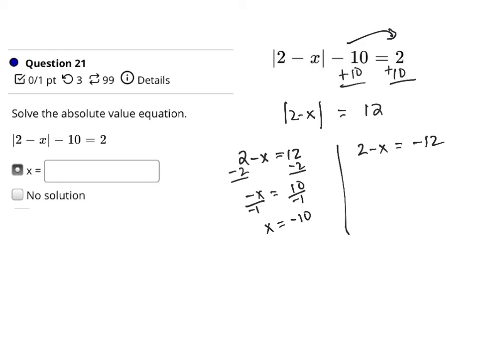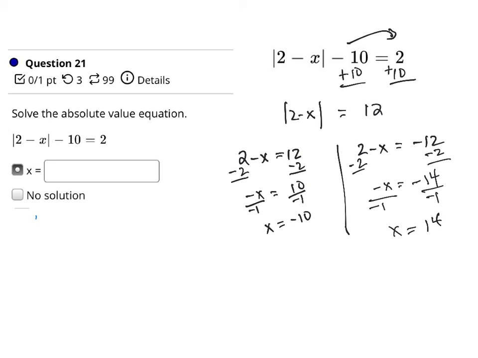Over here, we're going to subtract 2 from both sides. So we have -x equals -12 minus 2. Signs are alike, we add, that gives us a -14. Divide both sides by -1. So x equals 14. So we possibly have two answers, -10 and 14.